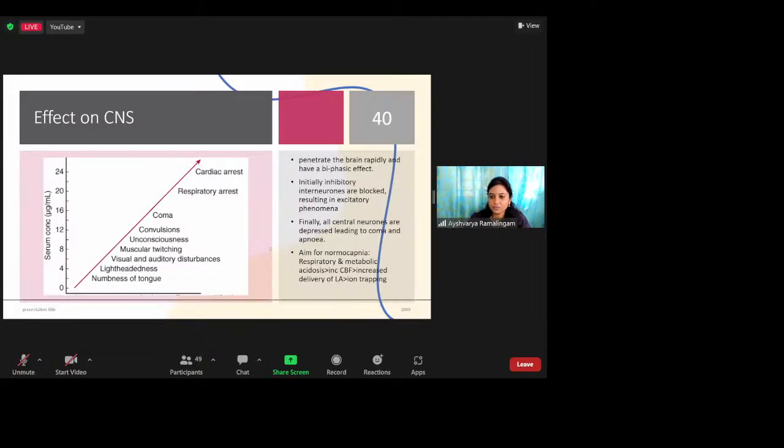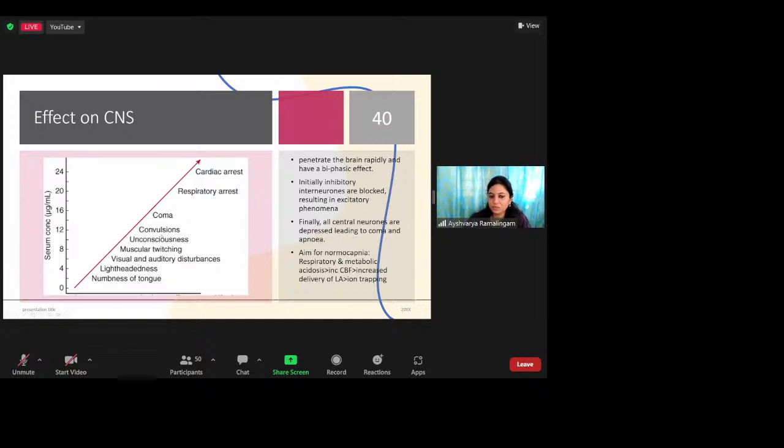Effects on CNS. Local anesthetics penetrate the blood-brain barrier very rapidly, and they have a biphasic effect. Initially, the cortical inhibitory pathways are inhibited, and so it results in an excitatory phenomenon. At lower doses, the initial manifestation of toxicity is circumoral numbness, lightheadedness, nausea, and subsequent visual and auditory disturbances. You can see muscle twitching, and then convulsions. And finally, all the central neurons are depressed, which leads to coma and apnea.